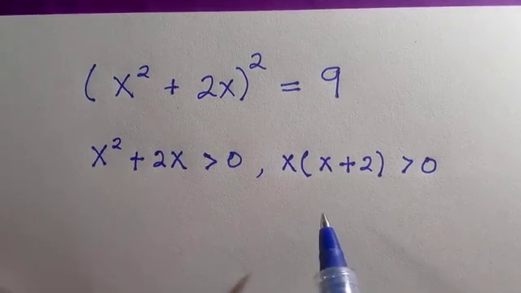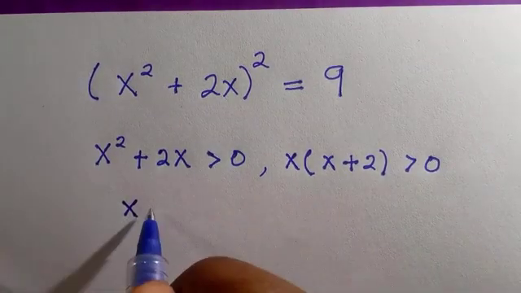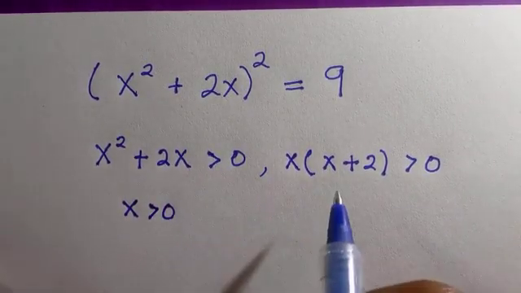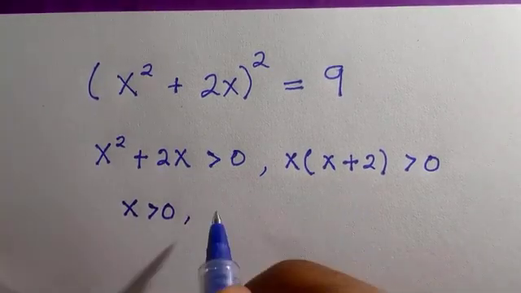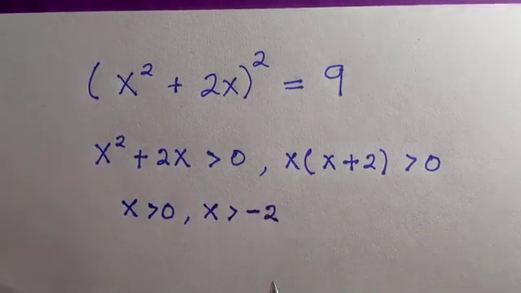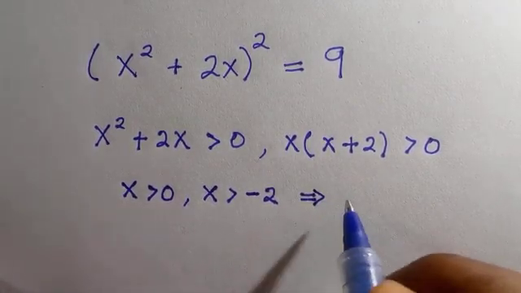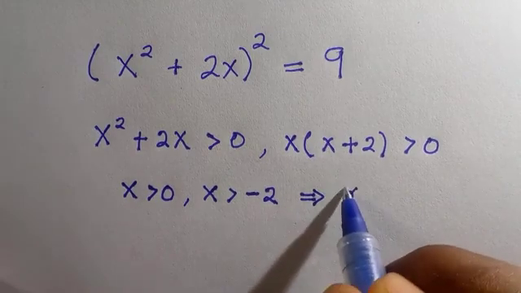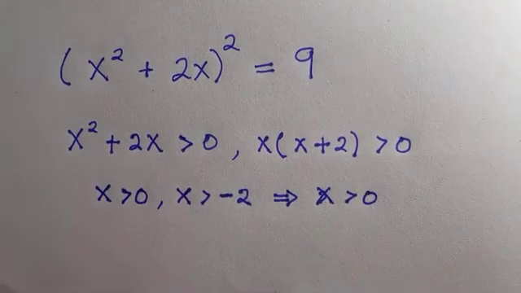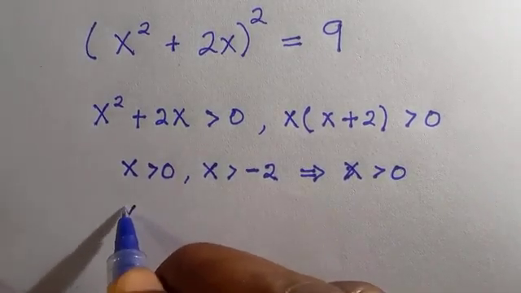So for this to be valid, the first condition is that x itself is greater than 0. And if it is greater than 0, then x plus 2 is also greater than minus 2. According to these values, this implies that x itself is greater than 0. All right, so if this first condition holds, we can now verify the second one.